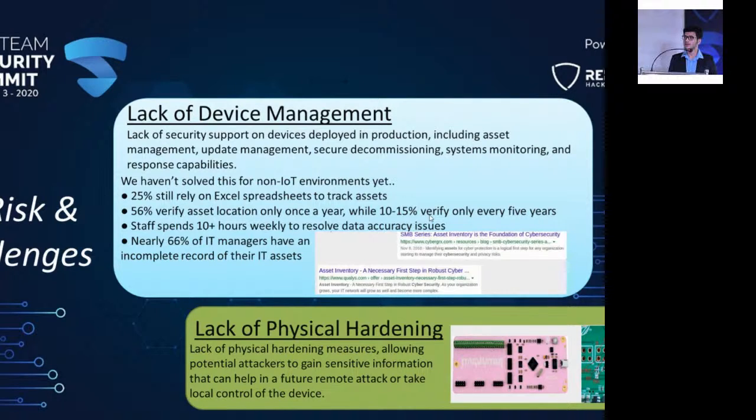The next scenario is lack of physical hardening. When we design the hardware of a device, we usually mark the ports: this is the port for UART communication, this is the port for JTAG communication, and this is the port for SPI communication. We are not doing physical hardening. If we give access to the attacker, they can do reverse engineering and extract the firmware from the device. That is the basic risk and challenge in IoT devices.